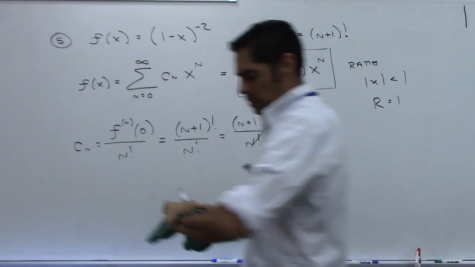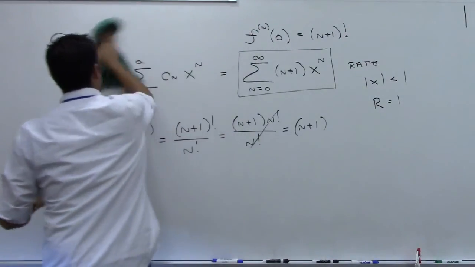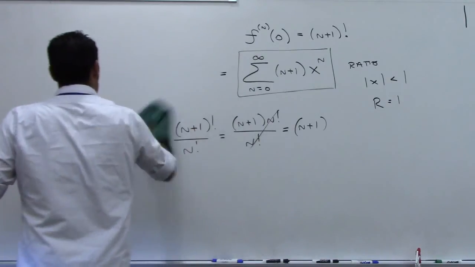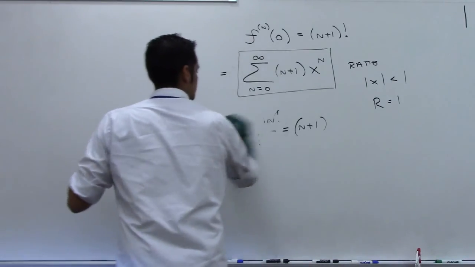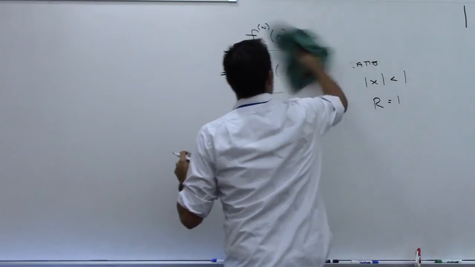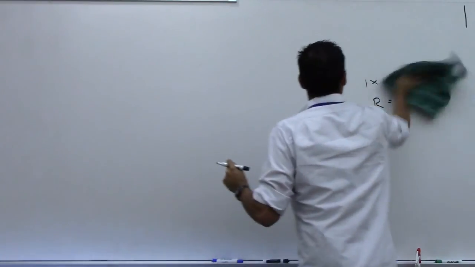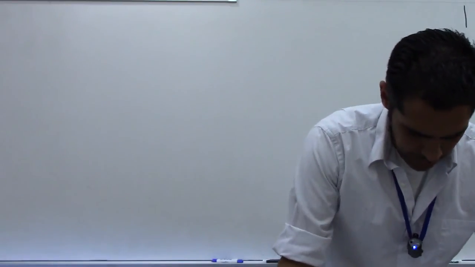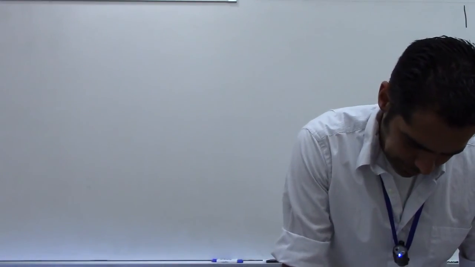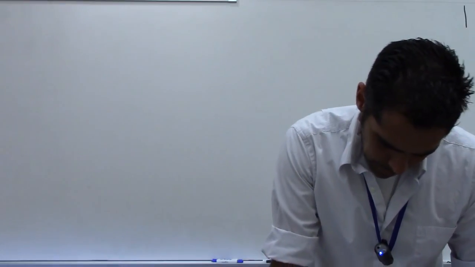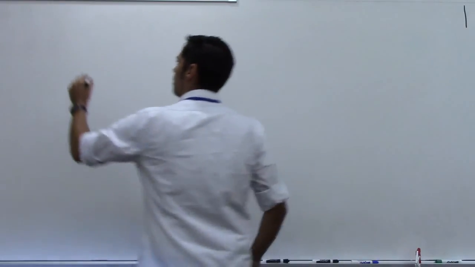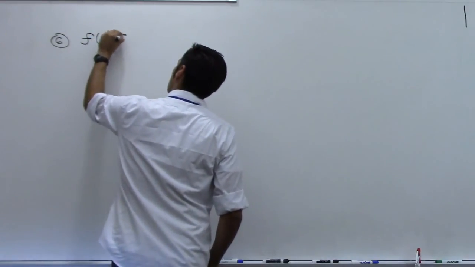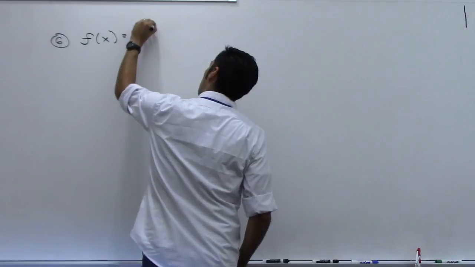All right, so that was the first example. Let's see if we can do another one and start picking up on the pattern here. All right, the next one is e to the negative 2x. f of x equals e to the negative 2x.